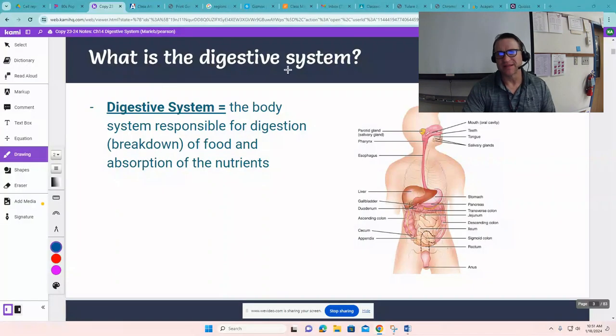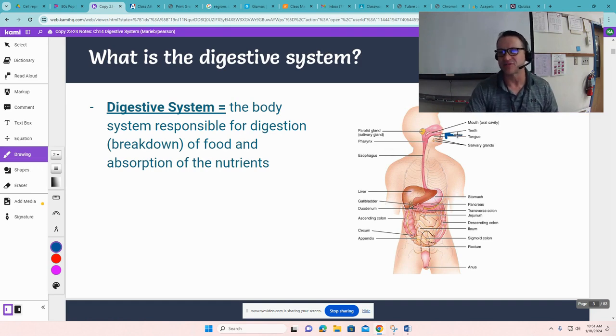All right, so what is the digestive system? I think you probably know this part. Very simple definition: it's the body system responsible for digestion. And digestion is the breakdown of food and the absorption of the nutrients. Say you eat a piece of bread. That's called ingestion. It's not called eating; you ingest food. Well, that big piece of bread is not ready to enter your bloodstream, and it's certainly not ready to enter each of your individual cells. It needs to be broken down into its components.